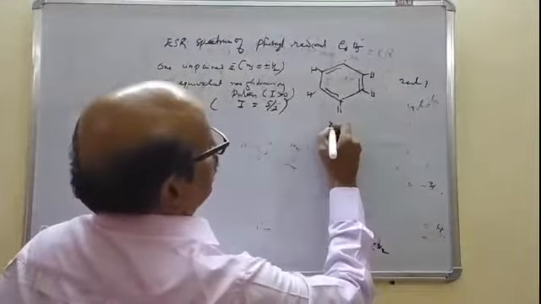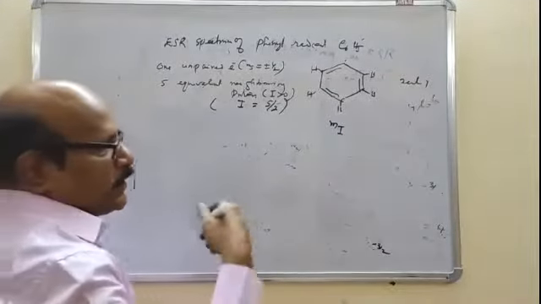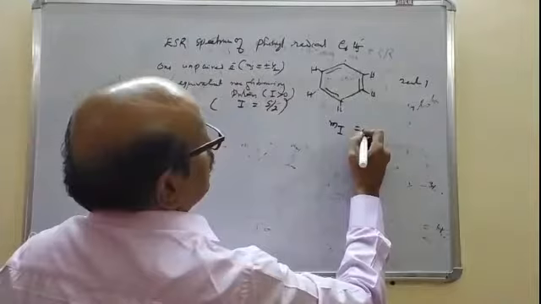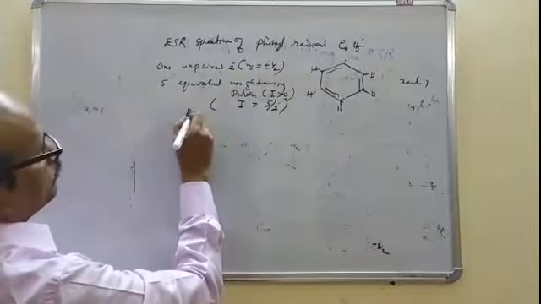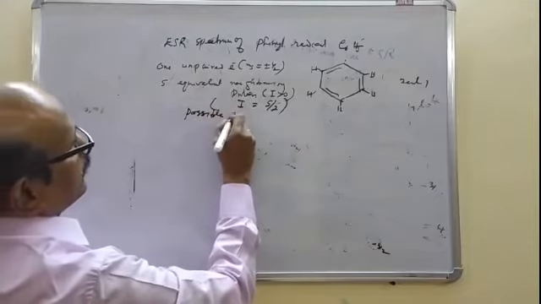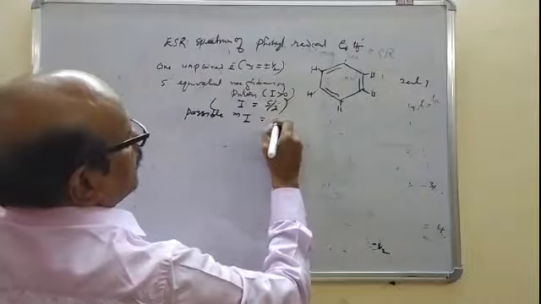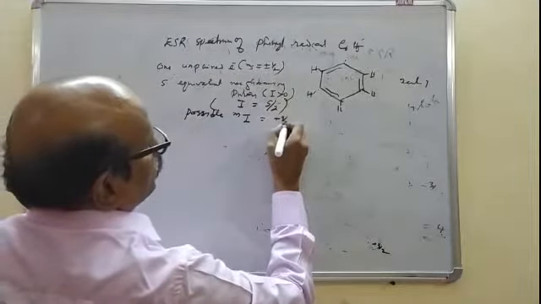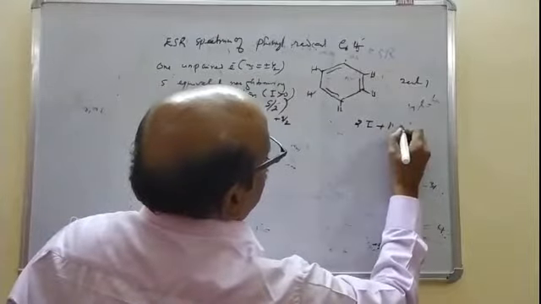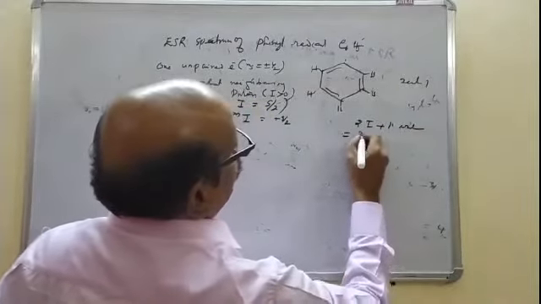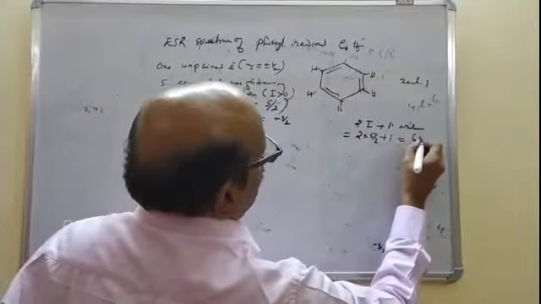Therefore the nuclear spin quantum number MI: how many possible MI values are there? Corresponding to I equal to 5 by 2, the possible MI values are 2I plus 1, that is 2 into 5 by 2 plus 1, which is 6 values.